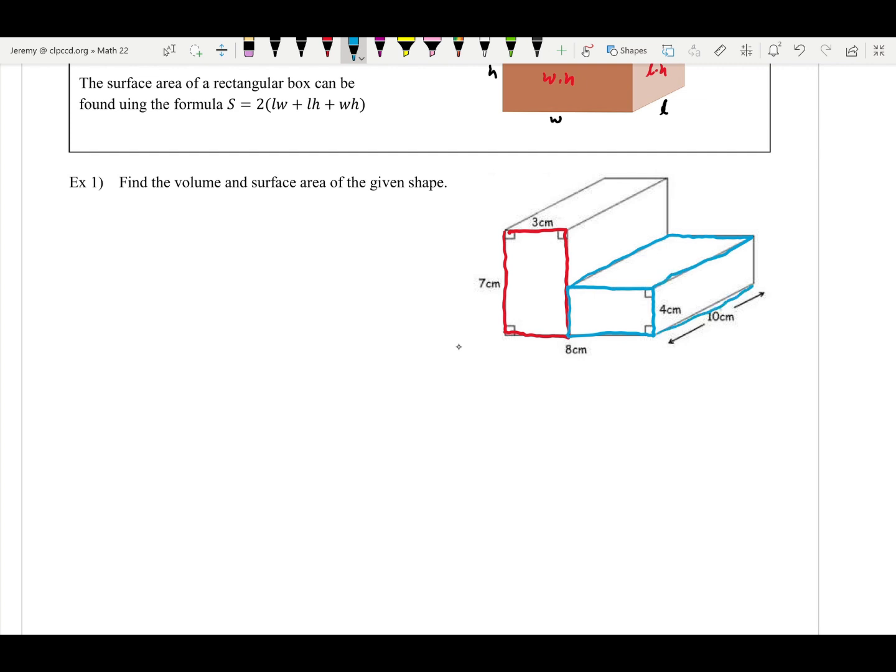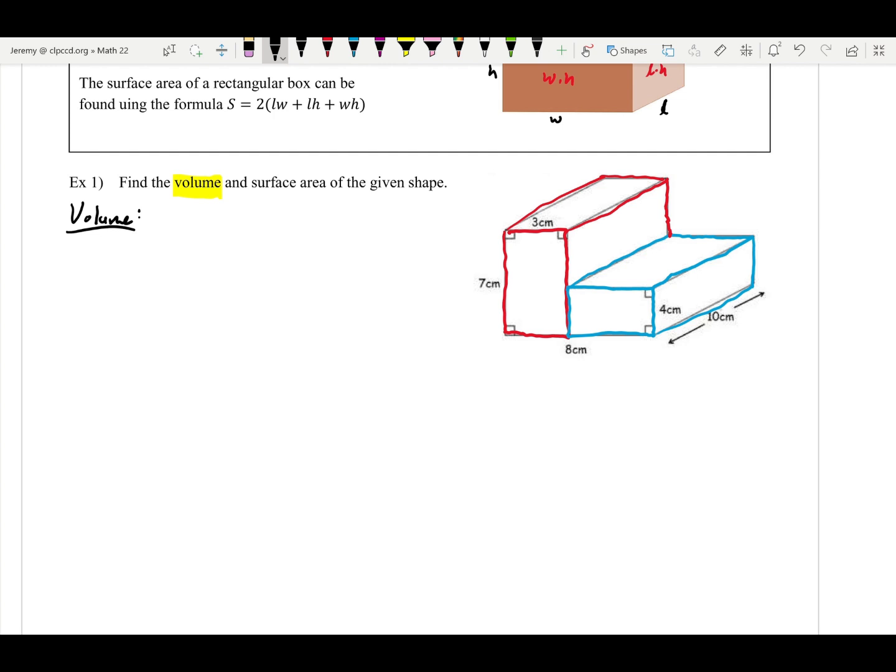Okay, so I think I'll use this. It isn't going to be any easier or more difficult to do it one way versus the other. Just pick one and run with it. So I'm going to split it into these two shapes, and I'm going to find the volume. What I'm doing here is focusing on finding volume. So let's start with this.